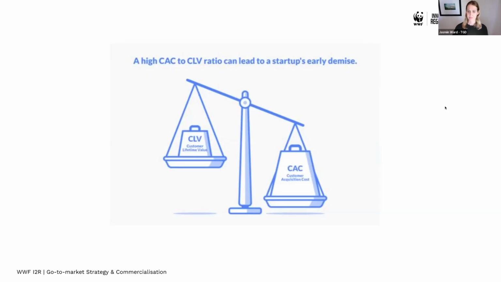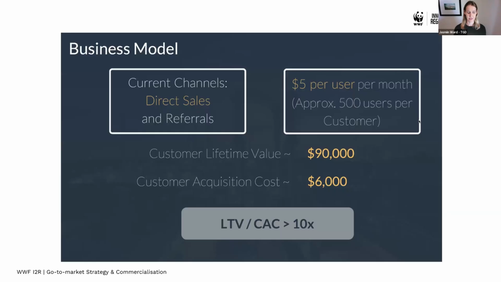This is from the Engage Worksite, from a pitch deck. We were using direct sales and referrals. Our customer lifetime value was $90,000. Our customer acquisition cost was $6,000. So you can see that our lifetime value to CAC ratio is 10 times. I'm only showing you this because that's the ratio that you want for a financially sustainable business.